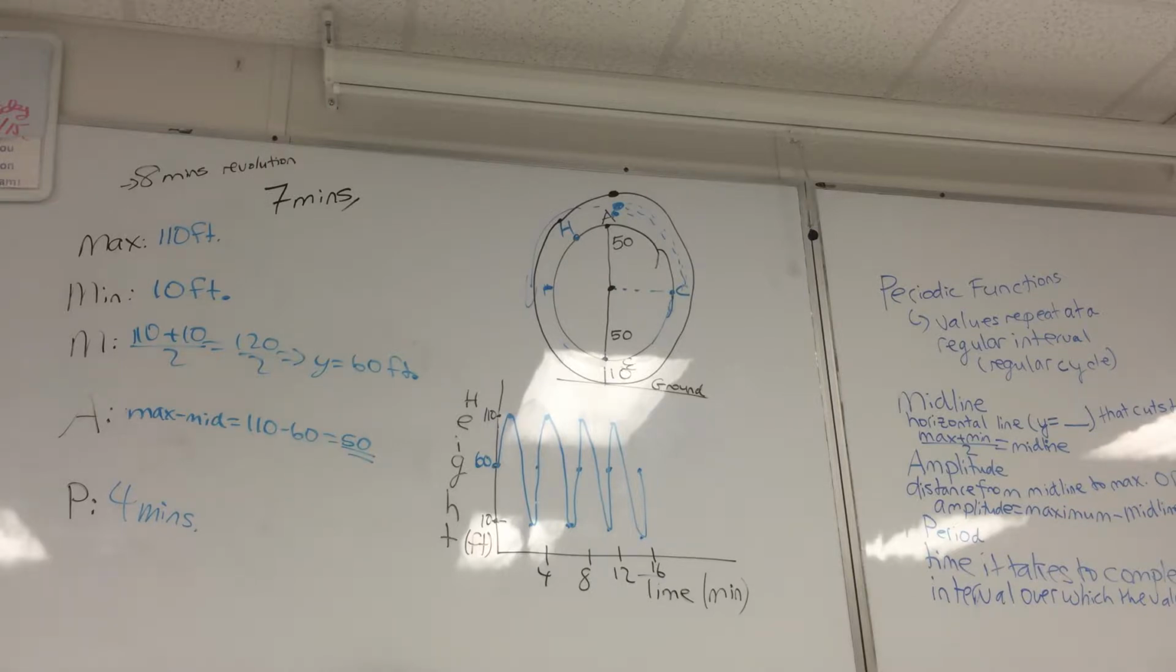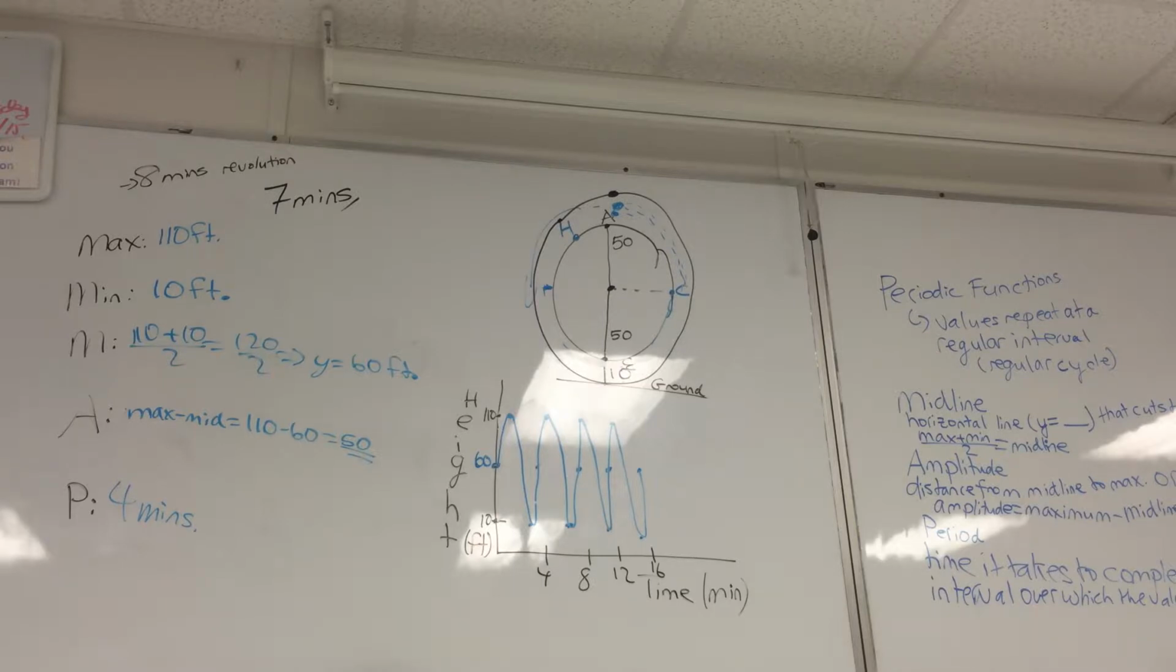So herein lies the challenge. 15. Why 15? Because the period is 8 minutes. So the values repeat every 8 minutes. This is the key with the period. The period says, when do the values repeat? And they repeat every 8 minutes.